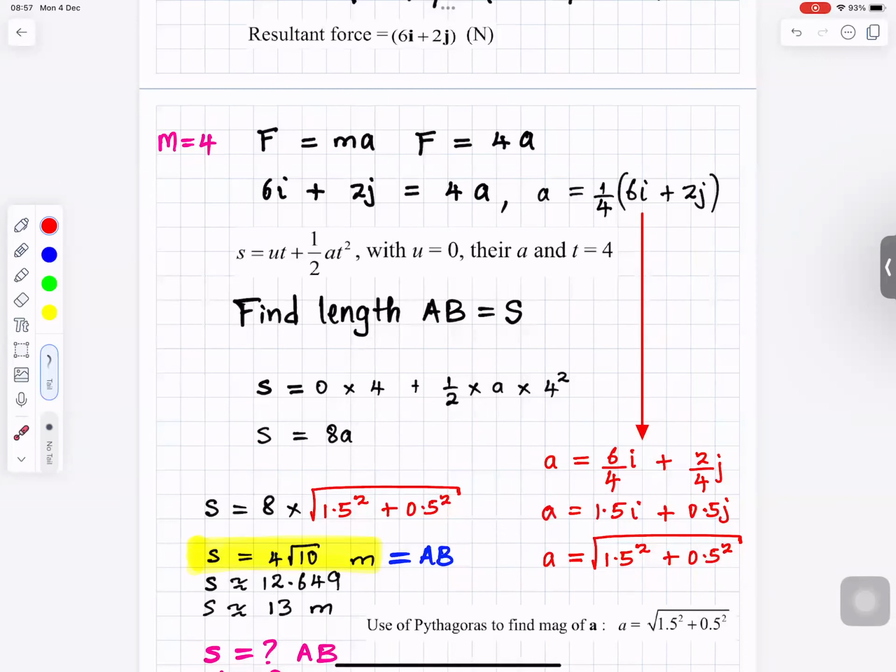So S equals 8 times that expression, and that gives us 4√10. And that S is the AB. And that rounds to 13 meters.